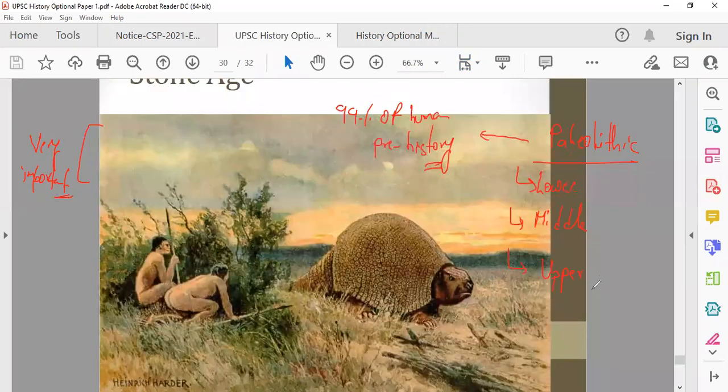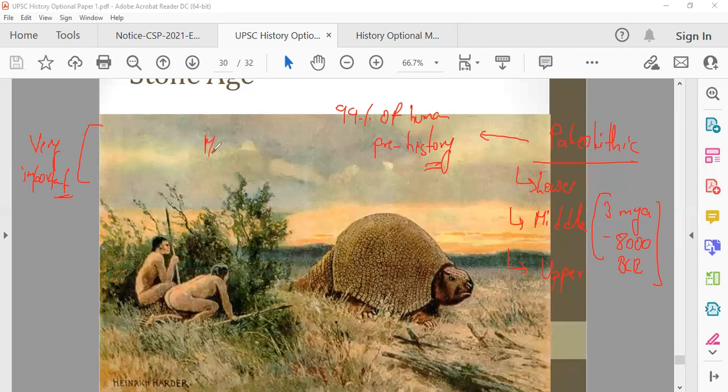So lower, middle, and upper Paleolithic we're talking about, and this whole comprises 99% of human prehistory. And again, there is divergence about when the Paleolithic period starts, when it ends, when middle starts. But most converge on the point that the Paleolithic period started at 3 million years ago, 3 MYA, and went on till 8,000 BCE. Again, there will be data variation. UPSC is not going to ask you the periods or the dates, so it's fine.